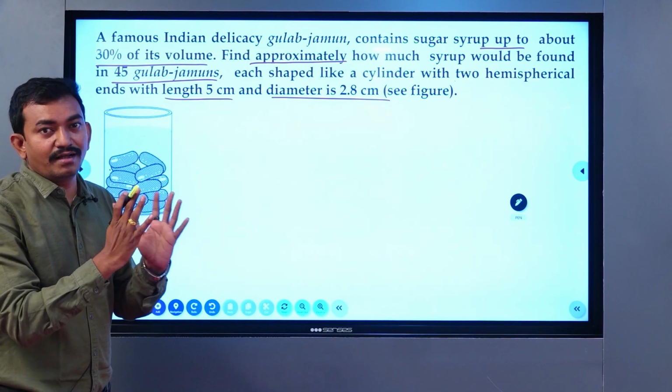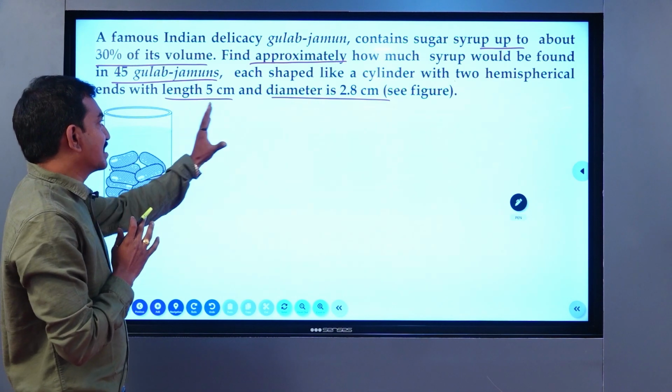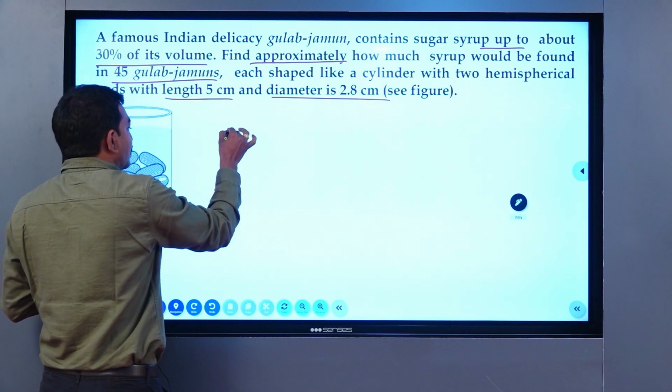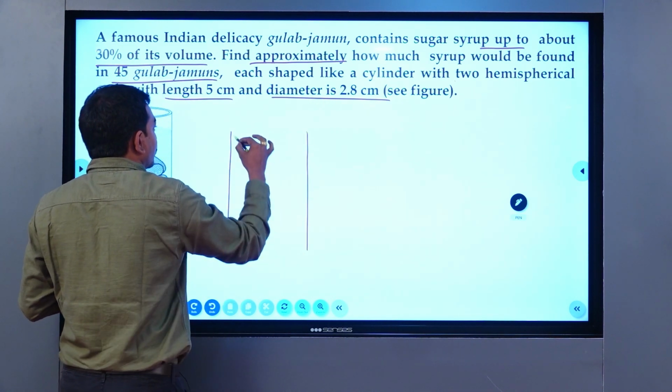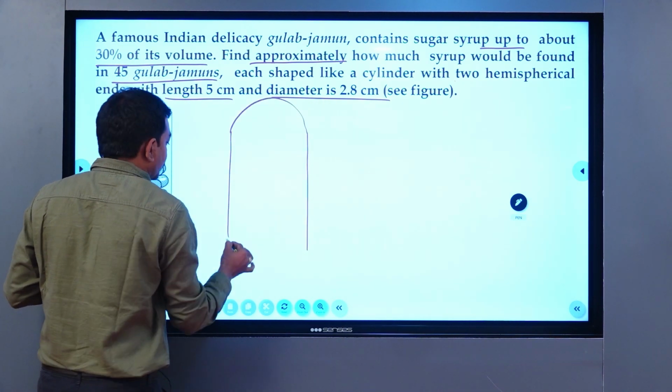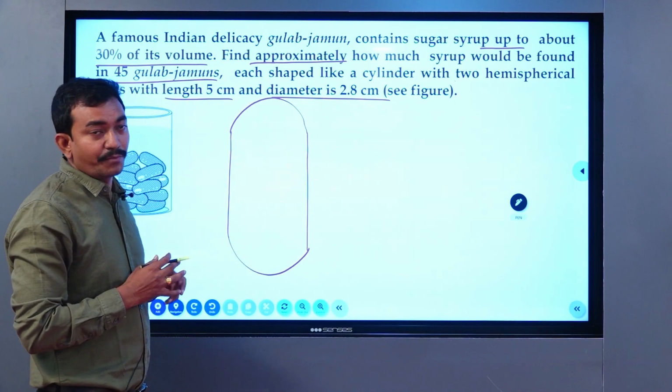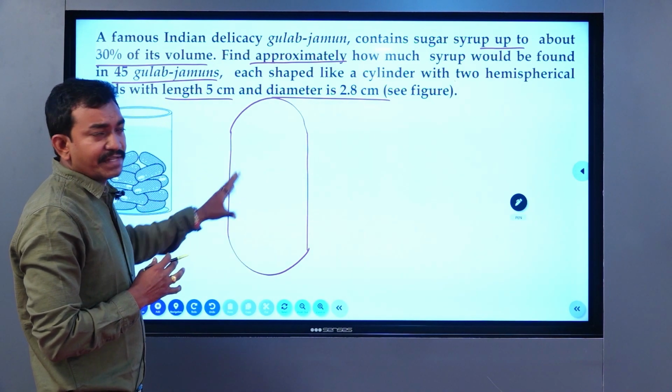First, let's try to draw the shape of the gulab jamun, which is in a cylindrical shape with two hemispherical ends, right? So if you draw this figure, this is a cylinder with the two hemispherical ends like this. This is the shape of one gulab jamun. What are the dimensions of this, guys?